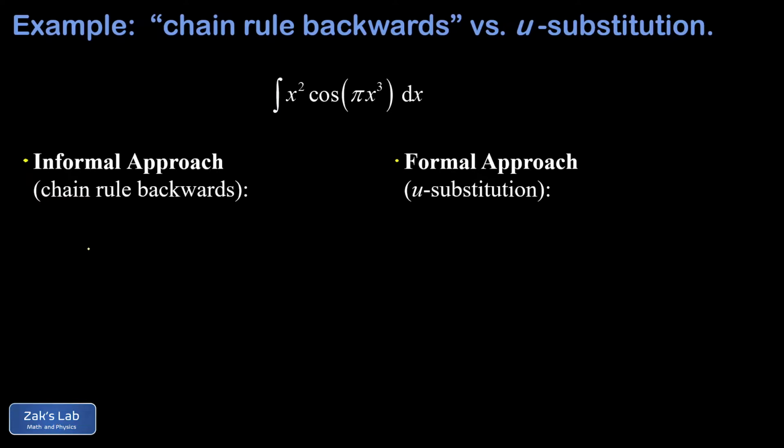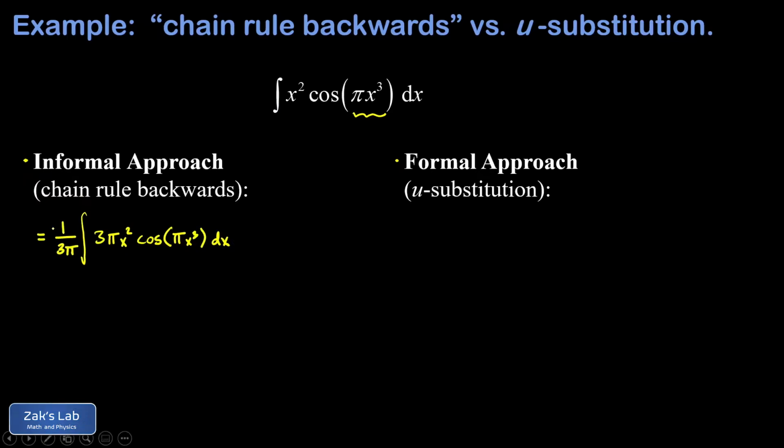So for the informal approach, all we're trying to do is see the derivative of the interior function in the integrand, and that takes care of the chain rule. So here's what I mean. I see an x squared in that integrand, but I see the derivative of the interior is 3 pi x squared. So I'm just going to put the 3 pi in there and write 3 pi x squared and cosine pi x cubed dx. And of course, you can't just throw a factor of 3 pi in there without adjusting for it in front. So I'm going to put a 1 over 3 pi in front.